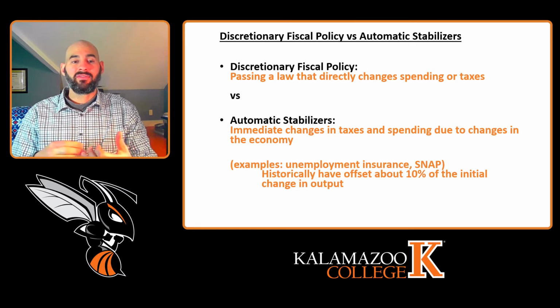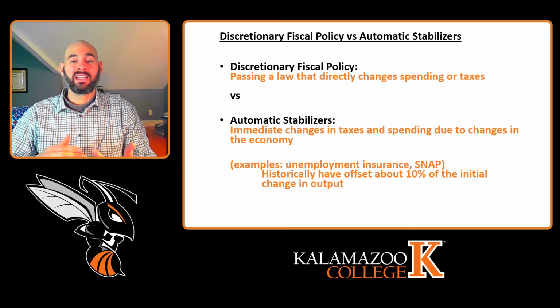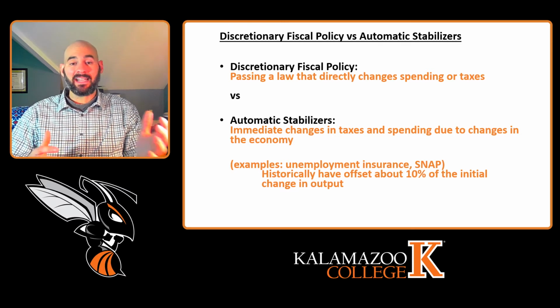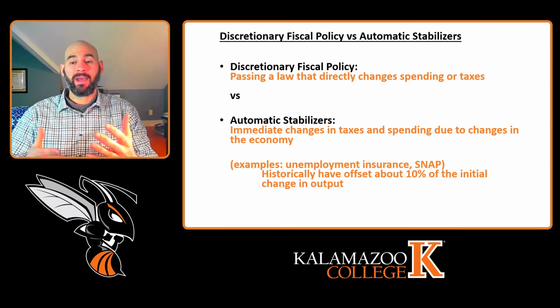And so if we are sliding into a recession and people start losing their jobs left and right, and that should be causing their consumption to decrease even further, their ability to automatically, in theory, collect unemployment insurance and food stamps would prevent them from spending even less money, which would prevent us from falling into an even deeper recession.